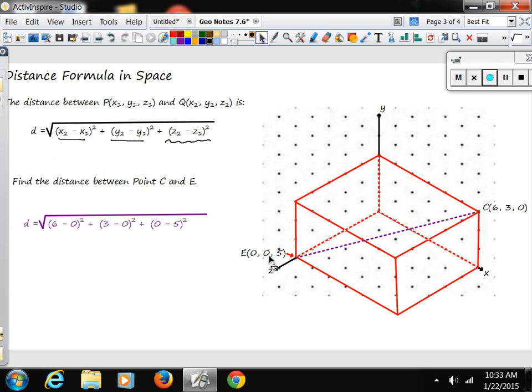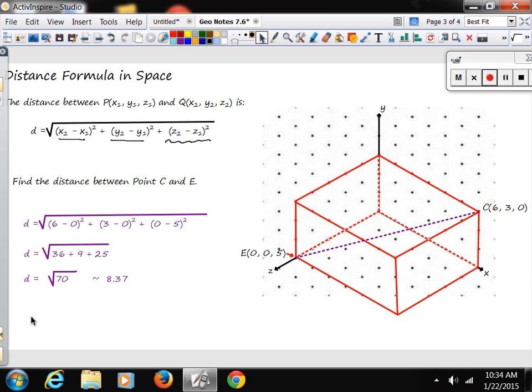And now you just simplify. You can do a lot of that stuff in your head. So you're going to get 6 squared, which is 36, 3 squared, which is 9. Negative 5 squared is still a positive 25. Negative times a negative comes out as a positive. When you add these together, you get the square root of 70, which is approximately 8.37 units, or you could say 8.4 units if you want to round it off.